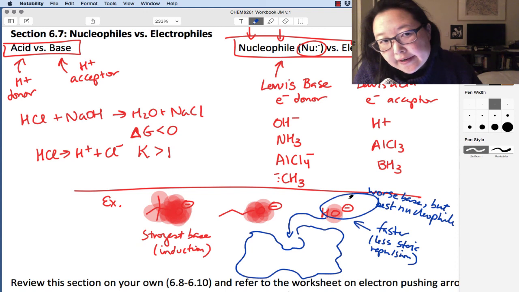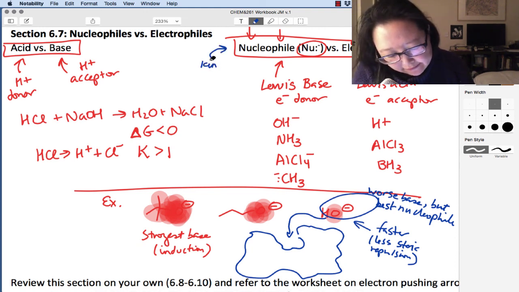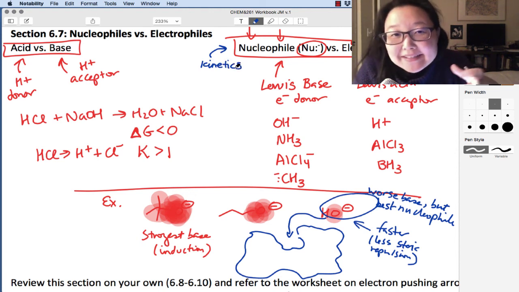And therefore, we tend to use these terms more in referring to the kinetics and which species are going to be faster, not just the most basic or most acidic.